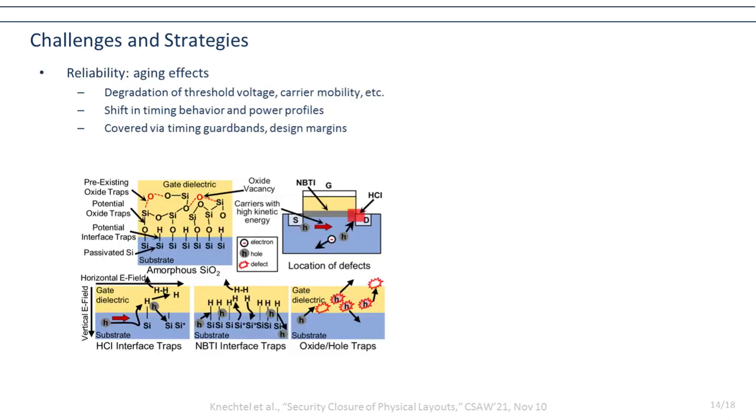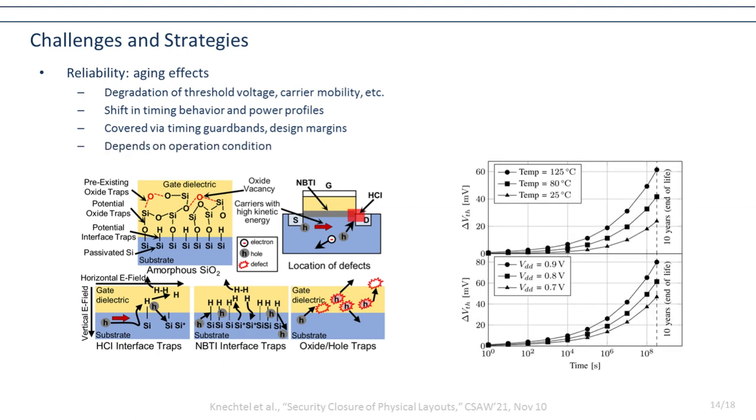One prominent reliability effect is called aging. That means literally that circuits with different mechanisms can also degrade and they can age. Basically the circuit would become slower, and there's also a shift on the power profile. Typically, these aging effects are covered during design time as well, using something like timing bands or design margins. So that is possible in principle.